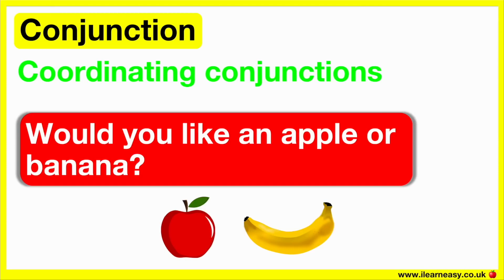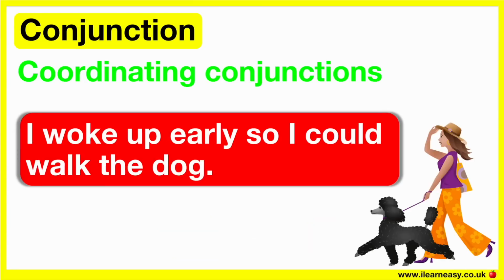For example, would you like an apple or banana? The conjunction in this sentence is or. I woke up early so I could walk the dog. The conjunction in this sentence is so.